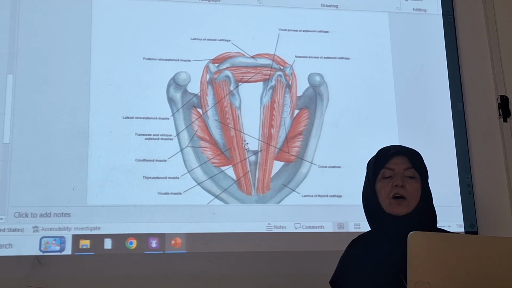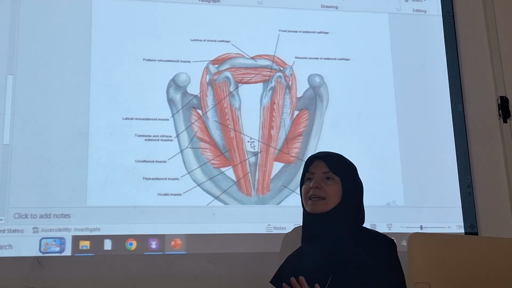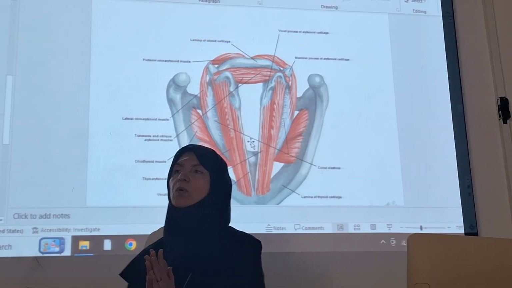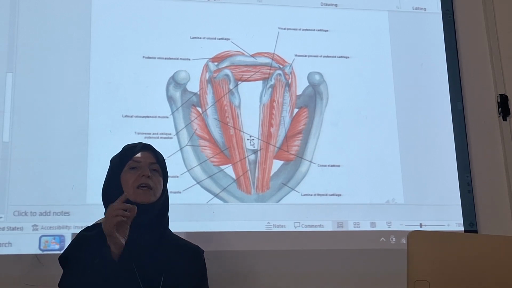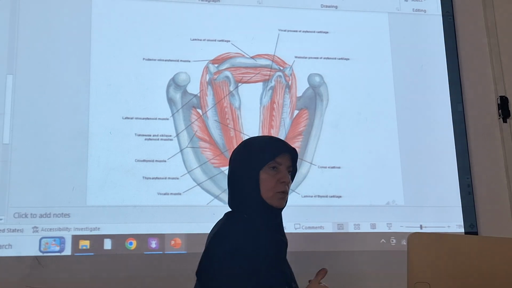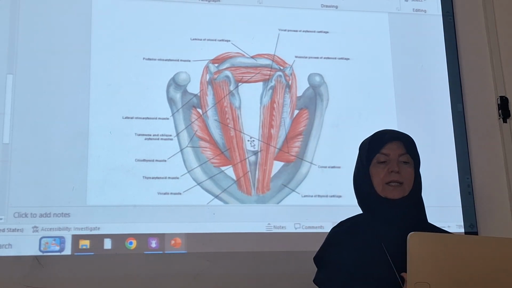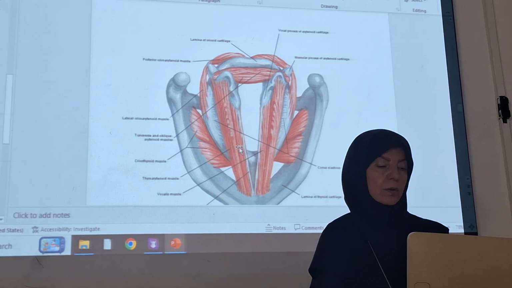What's the function of the vocal muscle? They relax the vocal cord. They shorten the vocal cord. Okay? Shortening the vocal cord, relaxing the vocal cord.